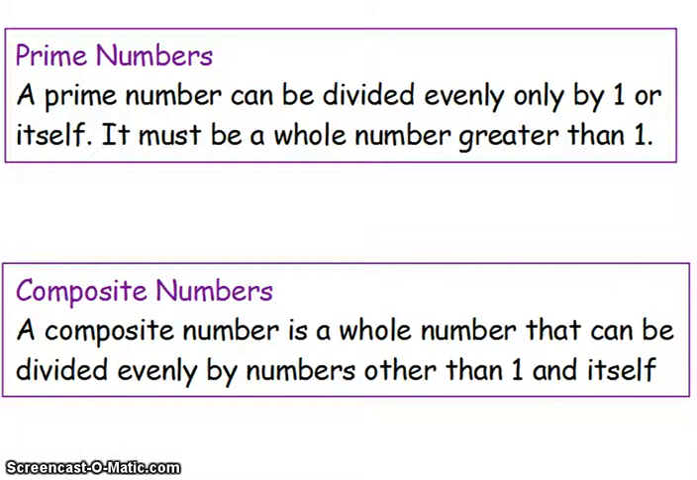Prime numbers. A prime number can be divided evenly only by one or itself. It must be a whole number greater than 1. Composite numbers. A composite number is a whole number that can be divided evenly by numbers other than 1 and itself.